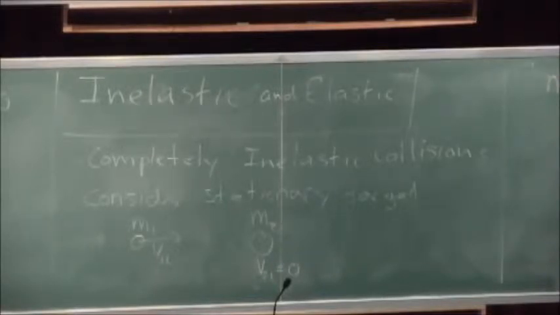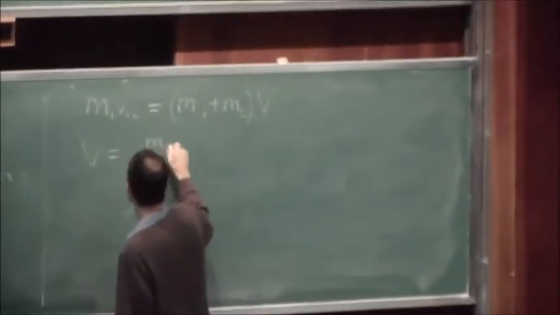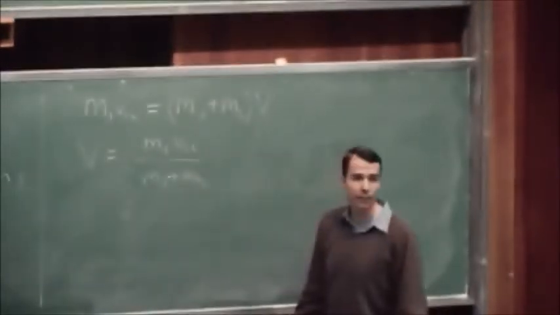Yes. Okay, so it's going to be mass 1 plus mass 2, and then we'll just call it, in the book they call it big V. So you can call it V1 final, V2 final, but since they're moving together, we'll just call it big V. So big V is therefore just going to be equal to M1 V1 initial divided by M1 plus M2.